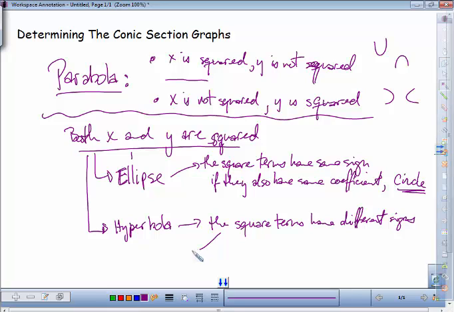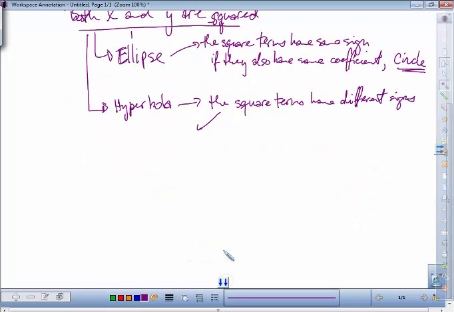And if they have different signs, one of them is going to be negative, one of them is going to be positive. Now, I was going to put down if the x is negative, then it's going to go sideways or something. It's either going to go sideways or it's going to go up and down. But it kind of depends on the constant on the other side.